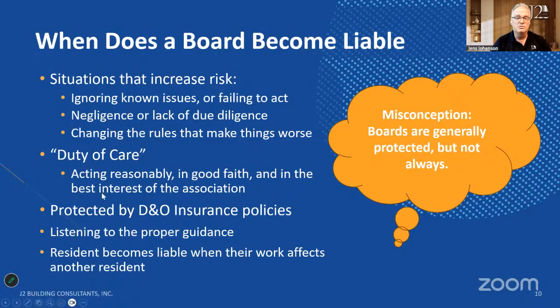Weird. Okay. But we know boards are protected by D&O insurance policies. So if they act reasonably, in good faith, and do the right thing, they should have some coverage for these types of things under a D&O policy. And boards are supposed to listen to proper guidance from good consultants, take expert advice, and run with it. So when do the residents become liable? Well, I think they become liable when their work affects other residents and starts damaging other units.